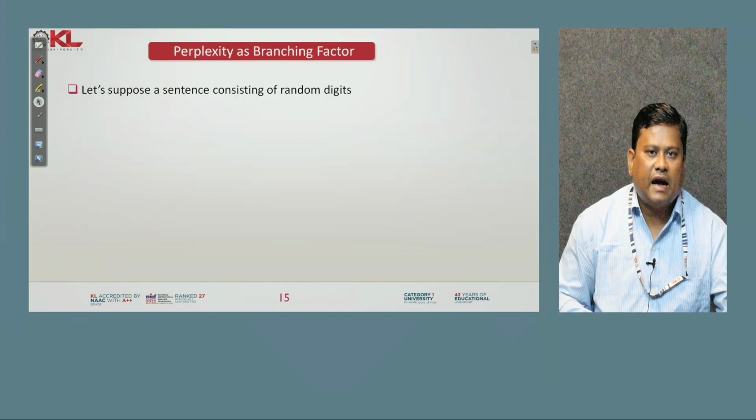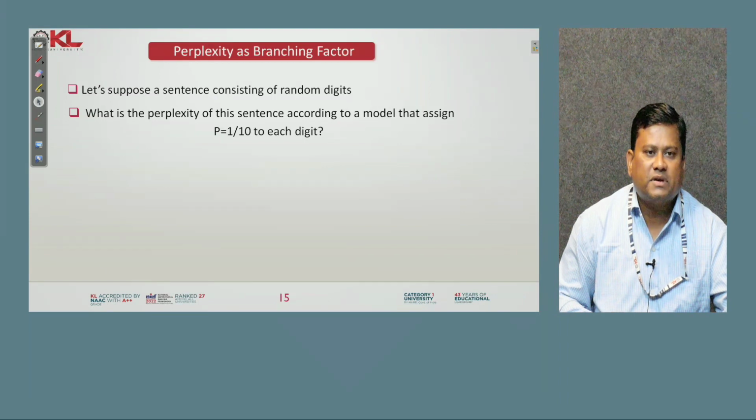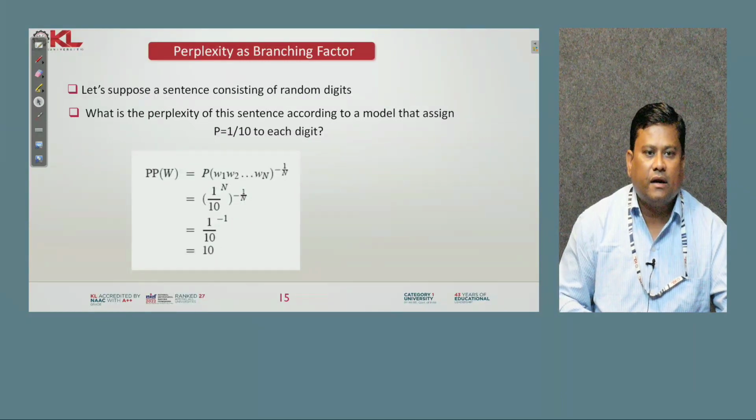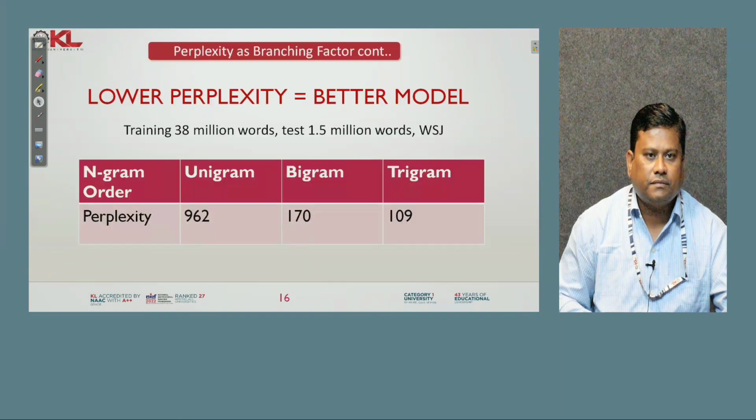Perplexity is the weighted average branching factor. Let's suppose a sentence consisting of random digits. What is the probability of this sentence according to a model that assigns p equal to 1 by 10 to each digit? The perplexity is the probability of w1, w2 up to wn to the power minus 1 by n. We can take the formula, and it will be calculated as 10. So lower perplexity equals a better model.